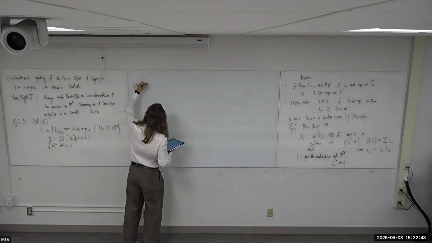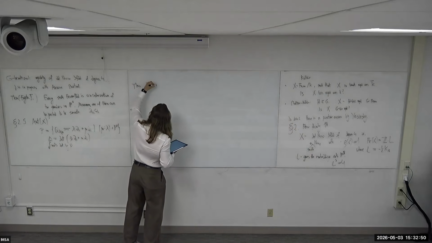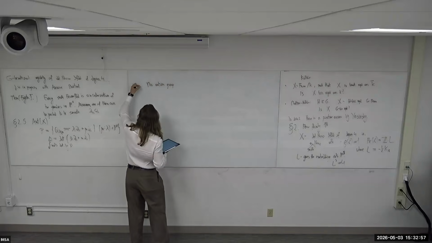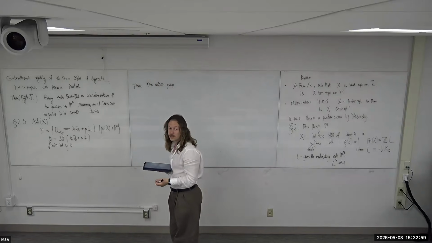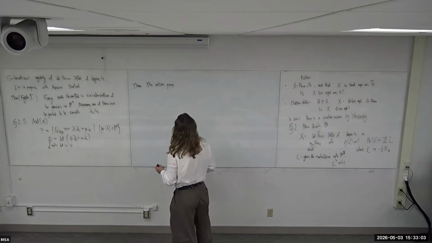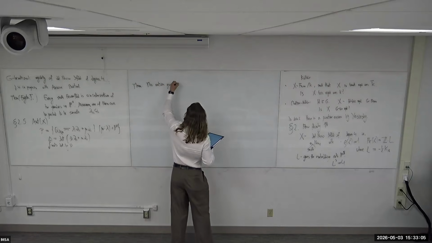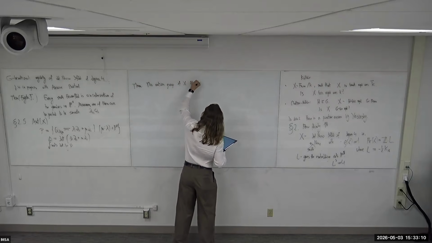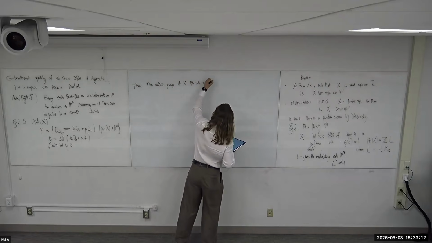Theorem. Automorphism. So this theorem, I don't know to whom I can attribute it. You can find it in Avilov's paper, but this is some classical stuff essentially. The automorphism group of X fits into a short exact sequence.